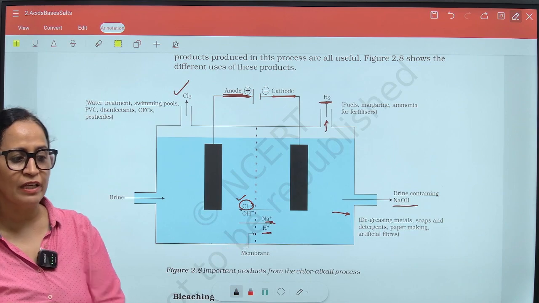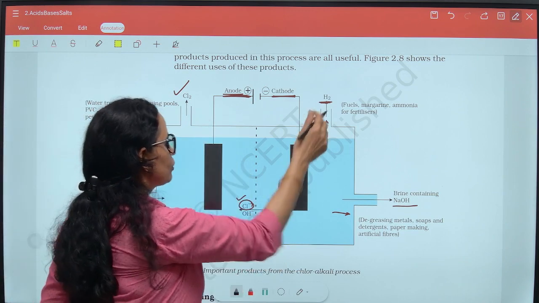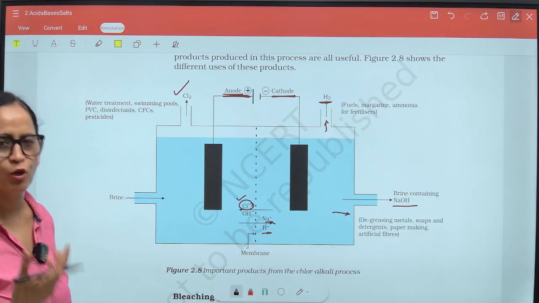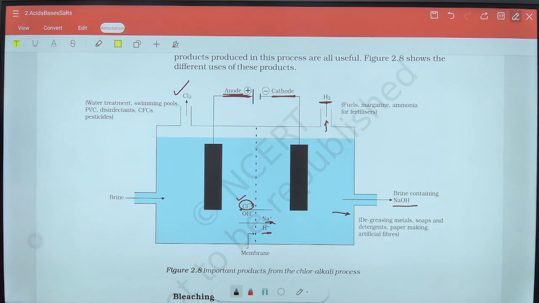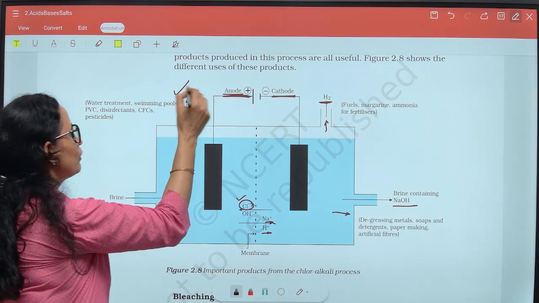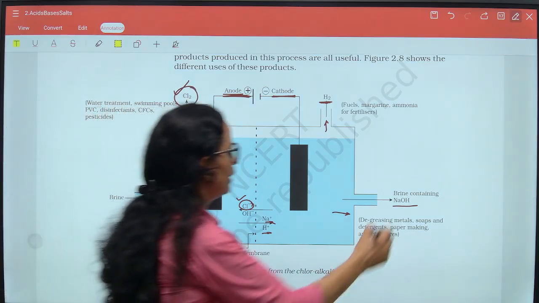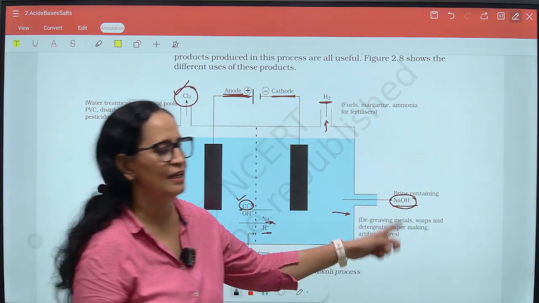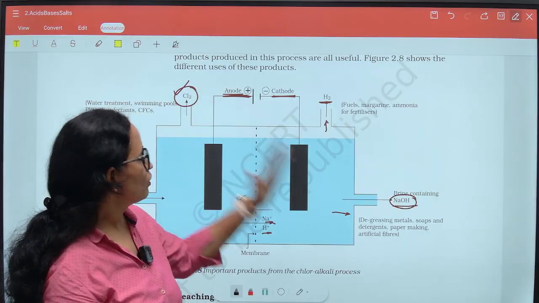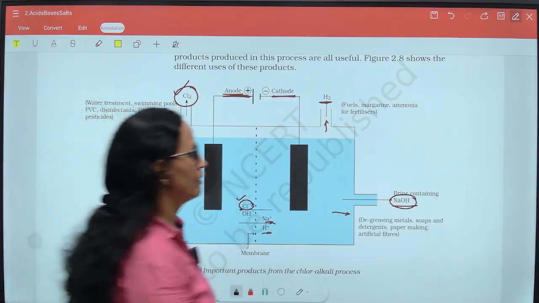Understood? So it's very important for you to learn which component is released where, and which component is created where in this chloralkali process. Why is it called chloralkali? Because of the formation of two very useful compounds, chlorine and sodium hydroxide, which is an alkali. So because of the formation of these two things, it is known as the chloralkali process.